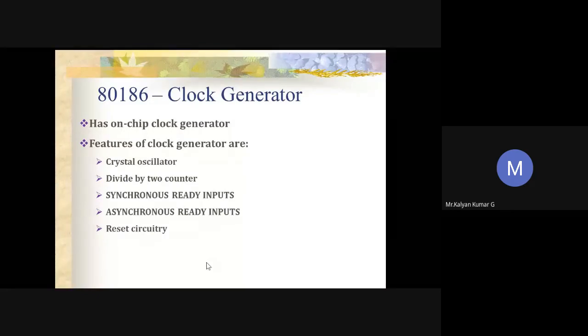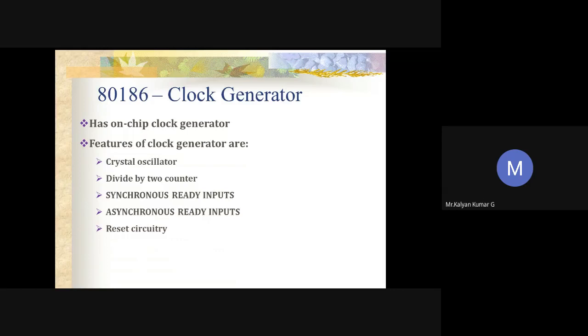So far, whatever I have explained is almost the same as 8086. Nothing much different. And whatever I'm going to discuss hereafter are the additional features that are there in 80186.